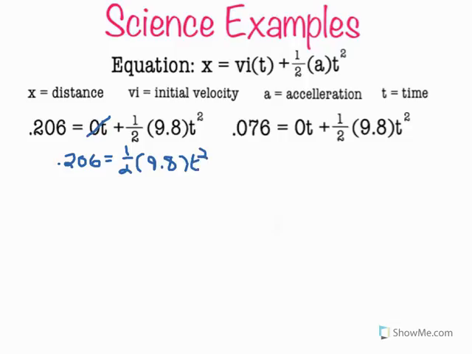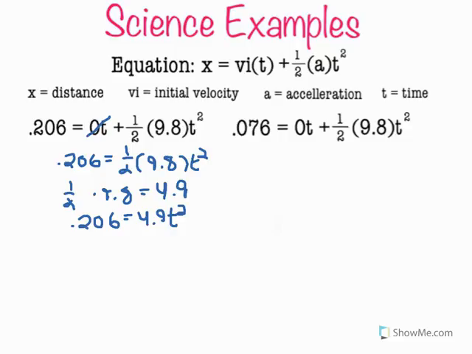Next, we're going to simplify the equation by taking 1/2 times 9.8. 1/2 times 9.8 equals 4.9. Our equation now reads 0.206 equals 4.9 t squared.